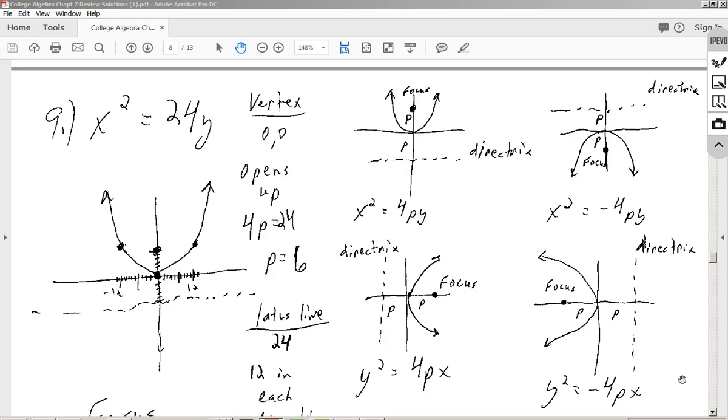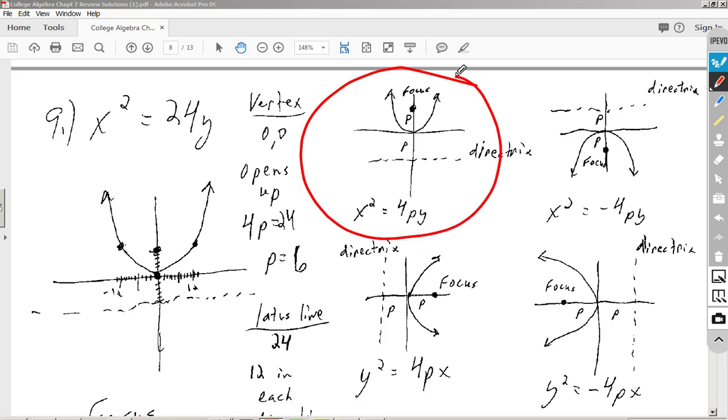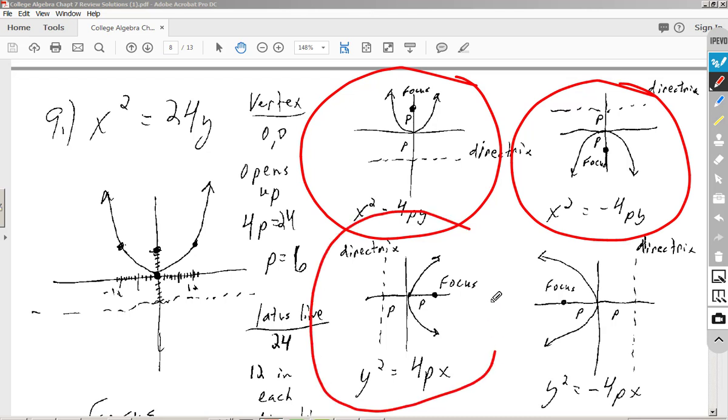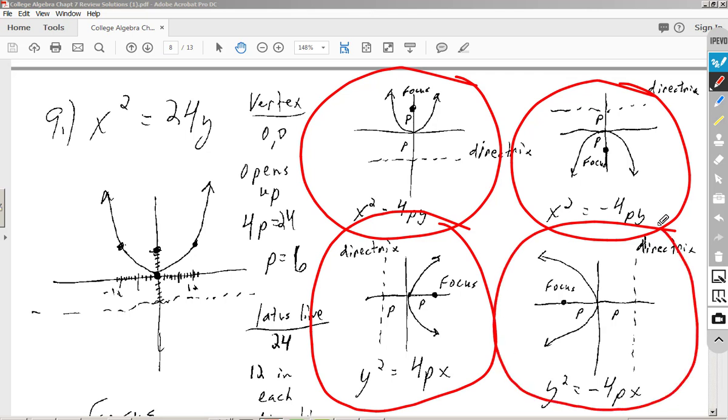So first off, I wrote down all of the different rules that we learned about our parabolas. So remember, an x squared parabola is going to open up, and that's going to equal 4py. X squared all equals negative 4py, opens downward. So your y squared parabola opens to the right. And then, of course, your y squared equals that negative is going to open to the left.